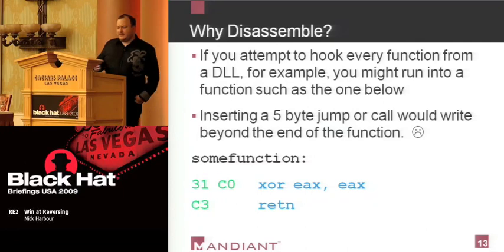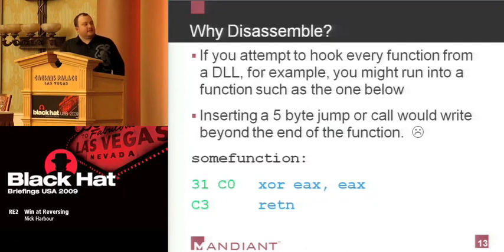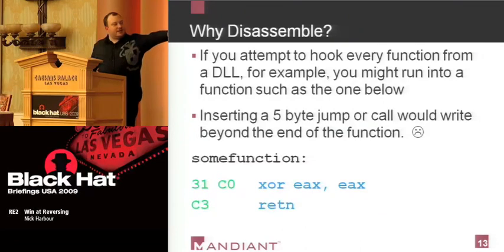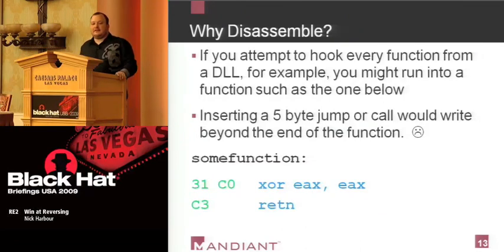If I tried to overwrite this with a 5-byte hook, then I've actually overwritten 2 bytes past the end of the function. I don't have any good guarantee on what I've just overwritten. It could be data, it could be another function. So the whole point of disassembling is just to make sure that we're not going to go crazy and that the 5 bytes that we need is actually going to be completely contained within this function.